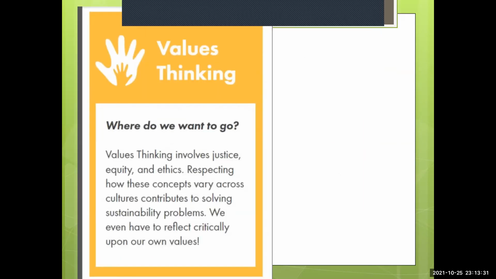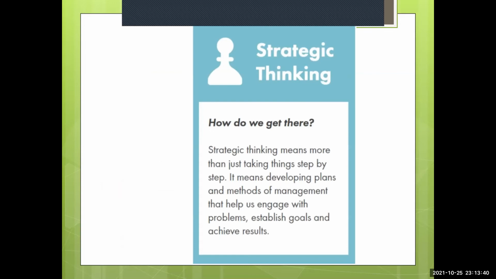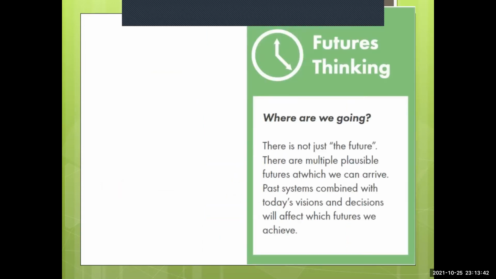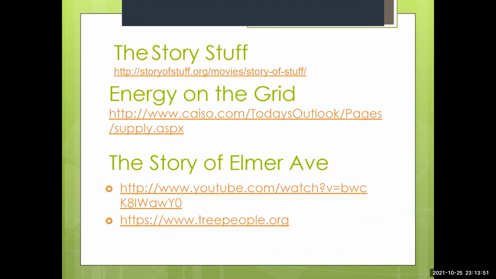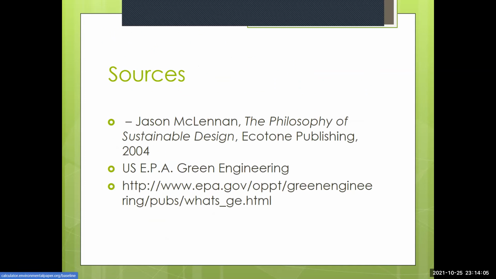So let's see what else we got here. Here's another list of ways to think about things sustainably: values thinking, systems thinking, and strategic thinking. These probably aren't going to be as useful to you here, but they may be someday. And then, have you ever seen The Story of Stuff, that movie? It's a really great 20-minute movie that you should watch if you're interested in sustainability. So that's basically what I have.